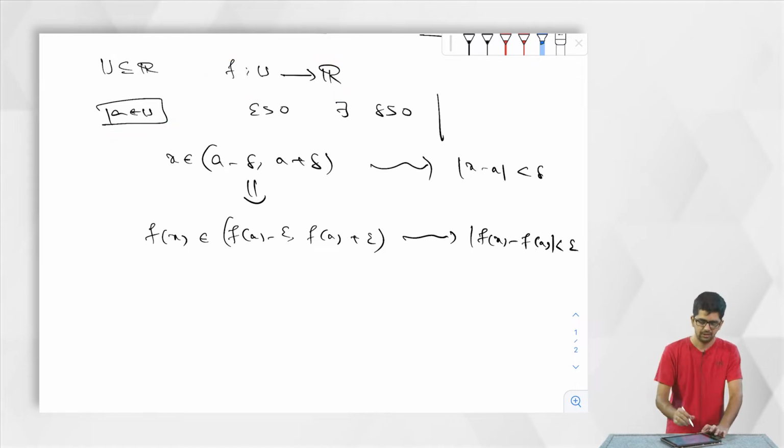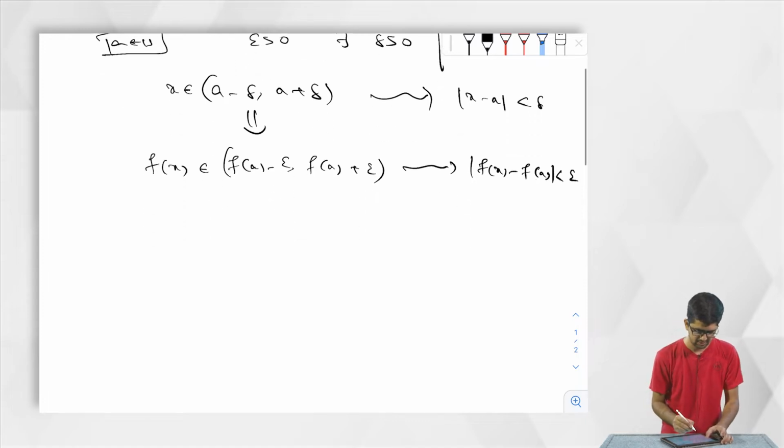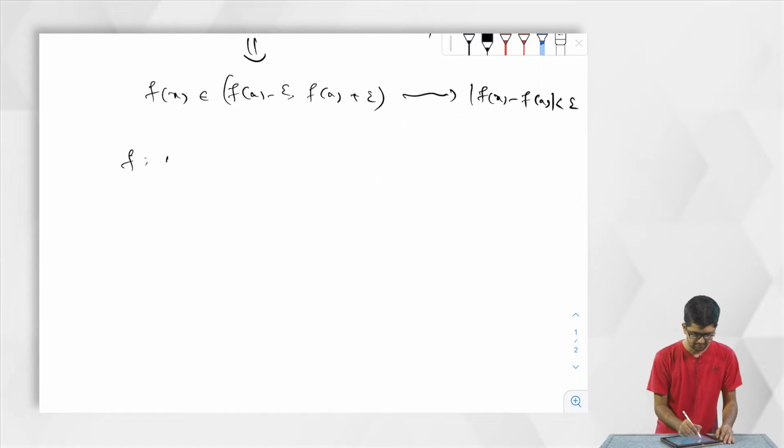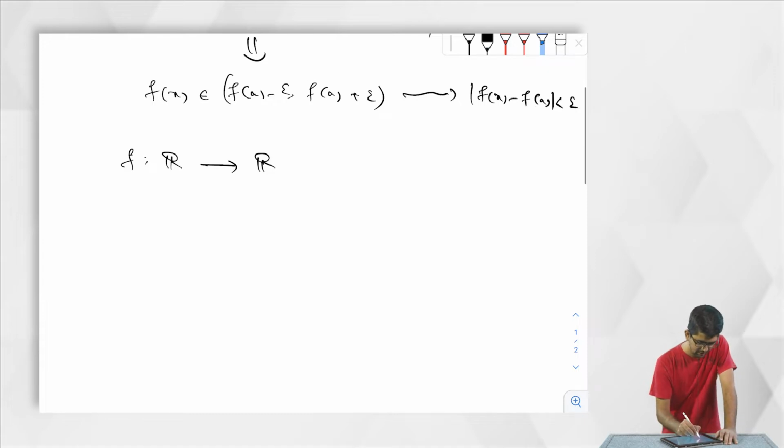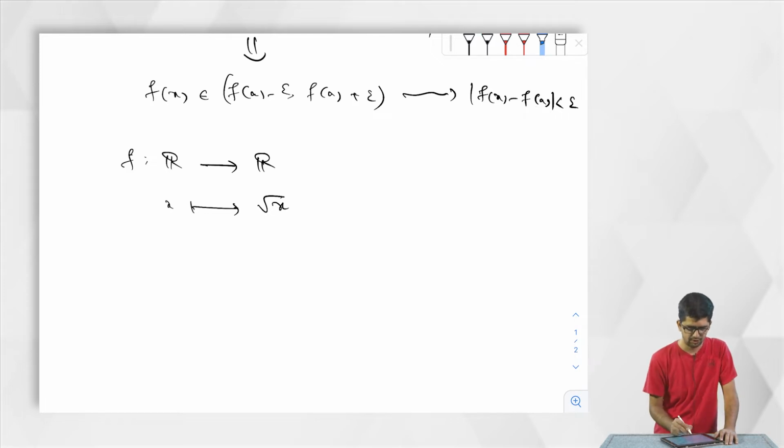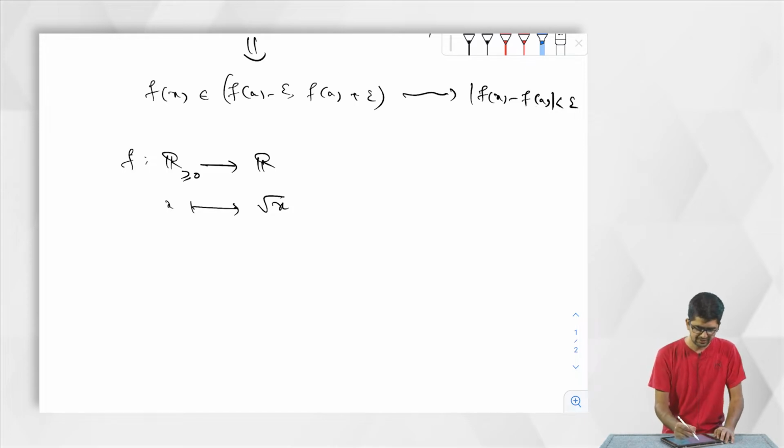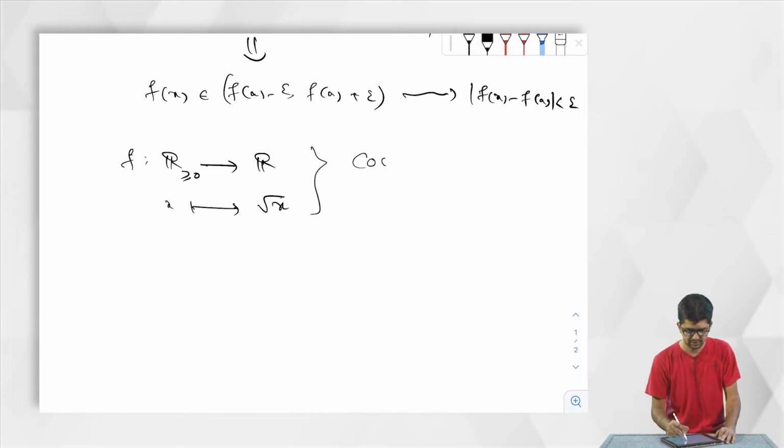So let us do some example. Consider the function f from R to R, x going to root x. Whenever I want to talk about root x, I cannot take negative elements here. So I am restricting my attention to the case where the domain is R positive, which means the set of all positive real numbers including 0. Now we are trying to see whether this is a continuous function or not.